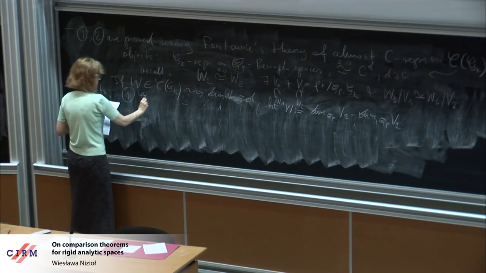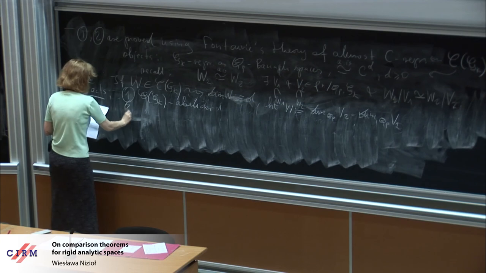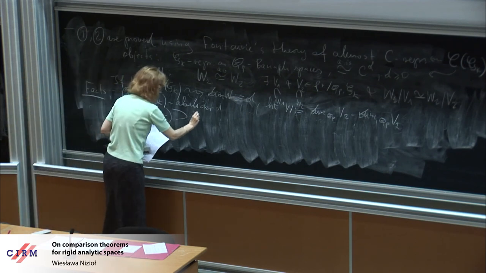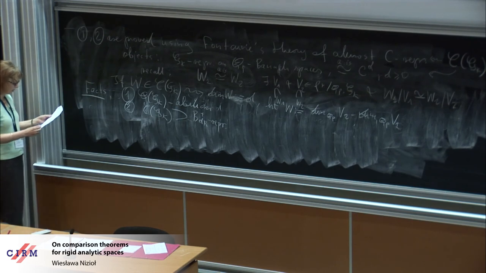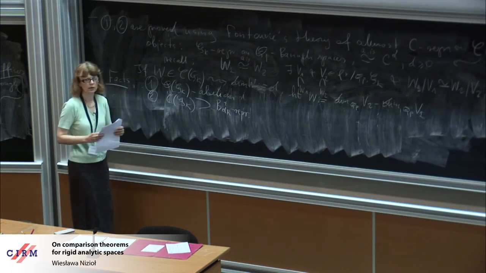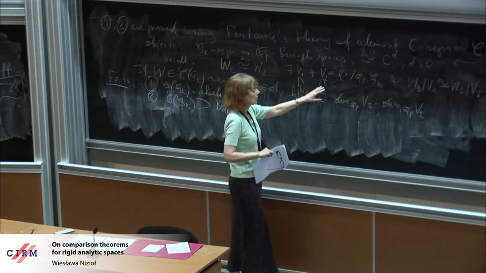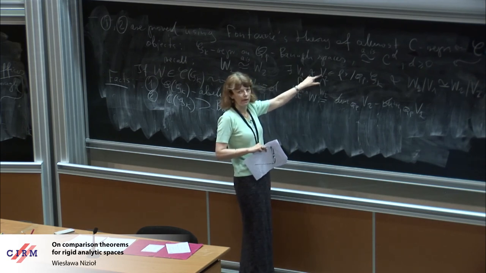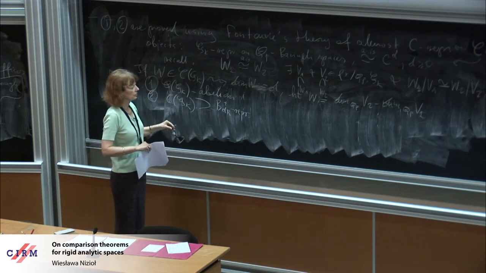First, this category is abelian. Now it contains, and this is what we will use, all finite length B_dR^+ representations, that is, Galois representations of finite length. And a couple more facts: W is almost isomorphic to C^d, and these are the spaces corresponding to this almost isomorphism.